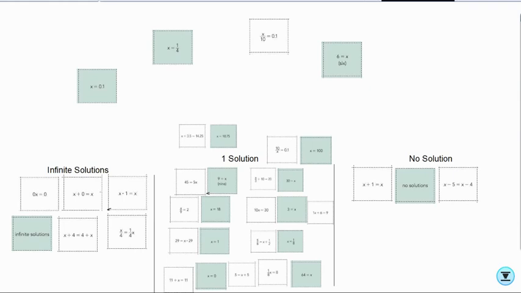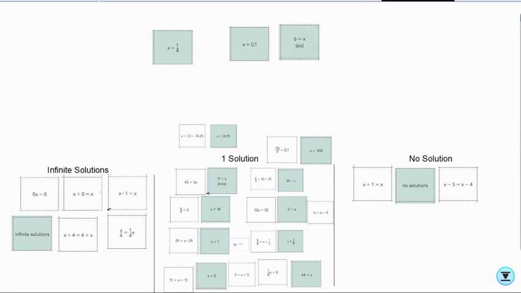Then finally, I have something over 10 is 0.1. So I know that 1 over 10 is 0.1. So 1 is one of my answers. So that's going to go down here with this guy. And I have 3 left over that don't actually match anywhere.